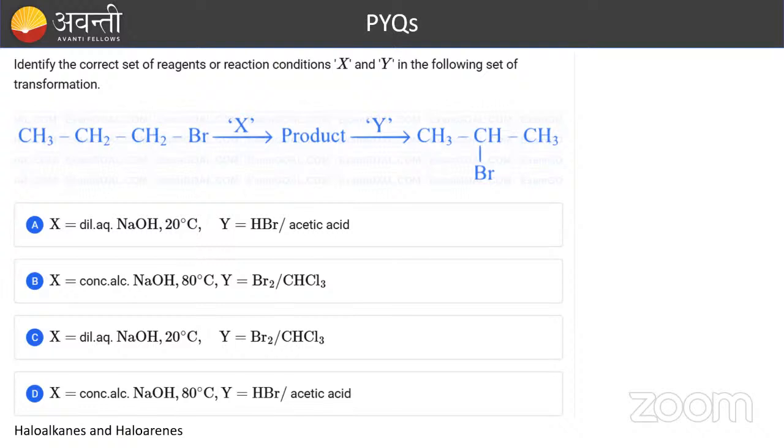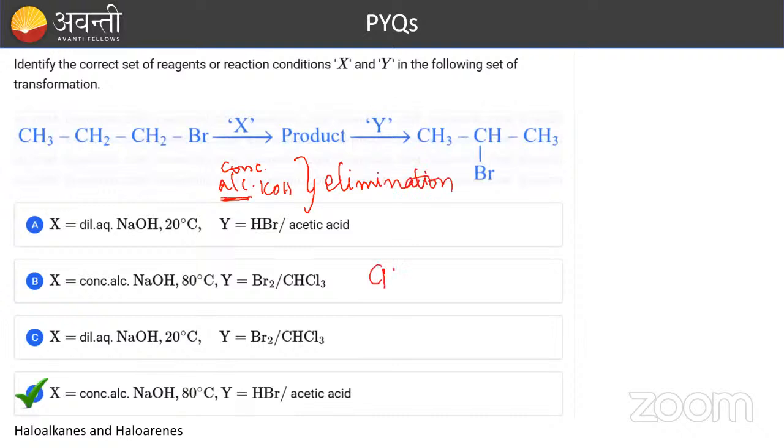Did you get the answer, students? Very good, Vedant. Option D. Your answer is correct. Here, when the alkyl halide is treated with X, X is concentrated alcoholic KOH. Alcoholic KOH does elimination, so it is an elimination reaction.